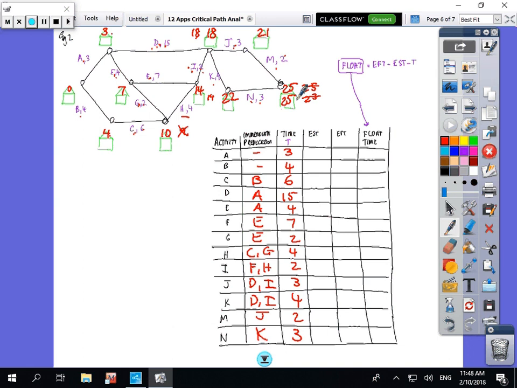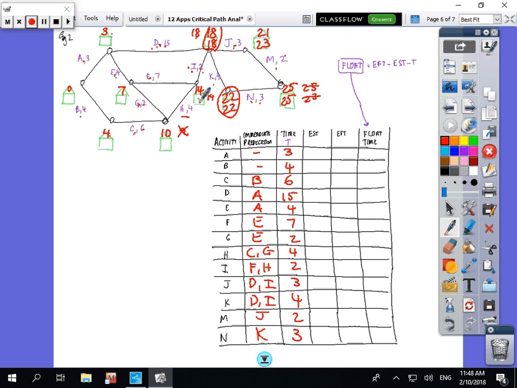So now we just go backwards and subtract numbers. So 25 minus 3 is 22. 25 minus 2 is 23, so there's a float time there. 23 minus 3 is 20, but 22 minus 4 is 18, so you put the smaller number. Okay, so that becomes the critical path again. So when the numbers match, that's going to be the critical path.